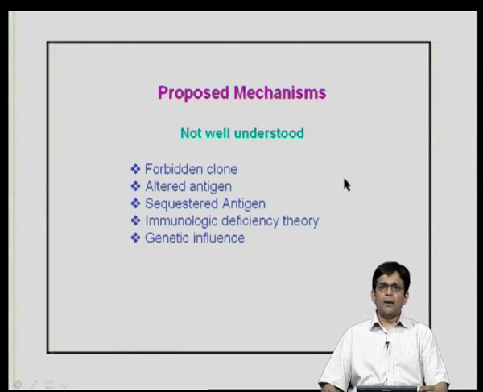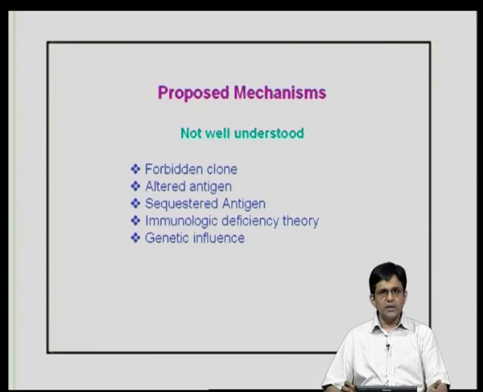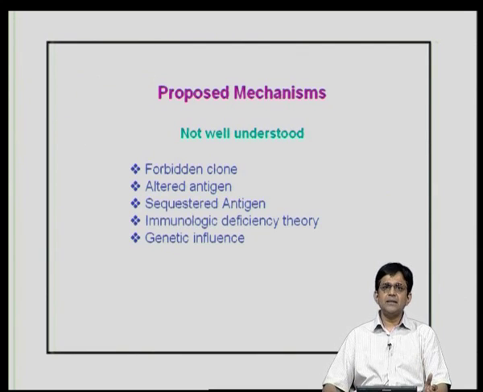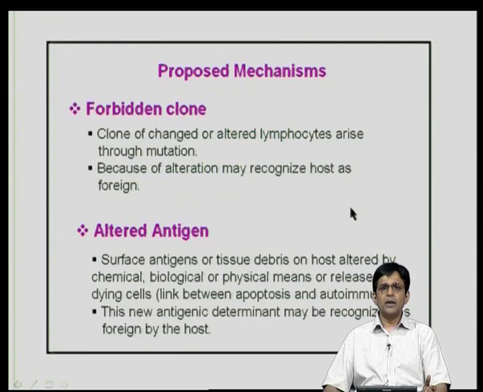Now, how does this occur? There are several mechanisms proposed. It is not clear exactly what results. There is a whole list: forbidden clone, altered antigen, sequestered antigen, immunodeficiency, genetic influence, and we will be studying these in a little bit greater detail. Okay. So, the first mechanism that we will study is the forbidden clone.